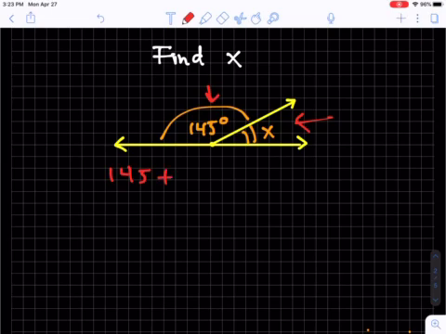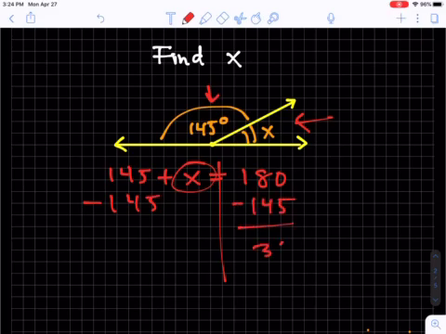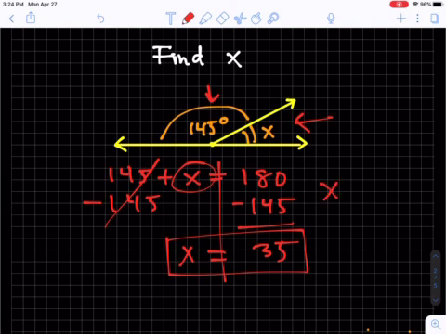So 145 plus x, I'm going to leave all the degrees out till the end, equals 180. All right? And then just like any other one-step equation, we're going to just try and get x by itself. So we're going to do that by subtracting 145 from both sides. All right? And when I do that, I get 35 on this side. This cancels out nice and neat, and we get x is equal to 35. And then up here, I'll say x equals 35 degrees. Okay, and you can check your work just by adding 35 and 145 and seeing what you get. And if you did it right, they should add up to 180.